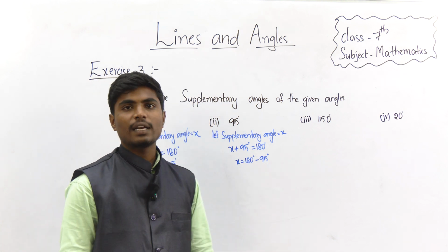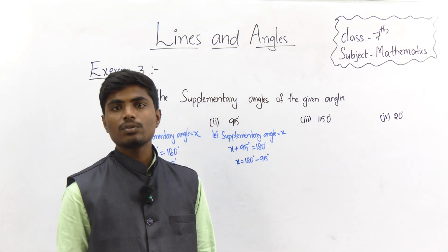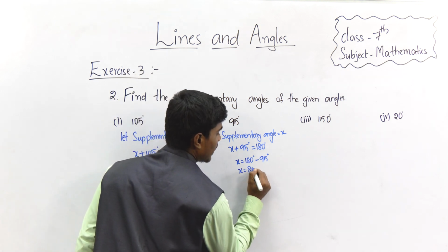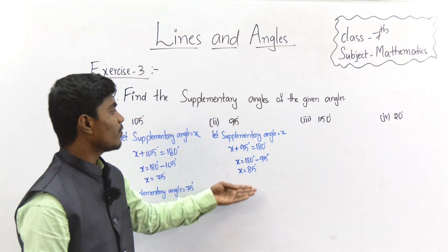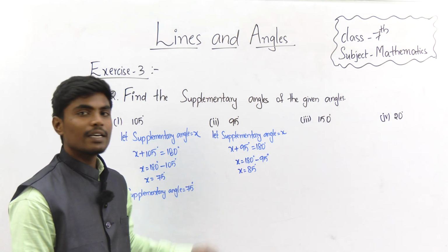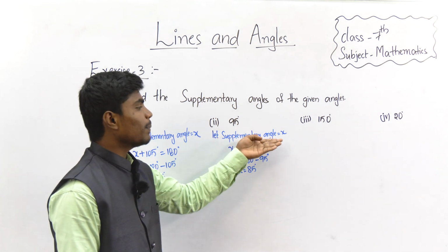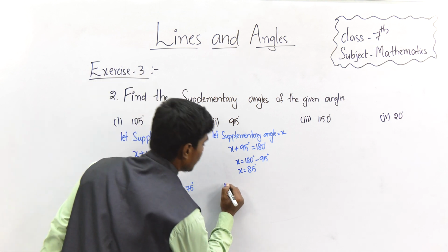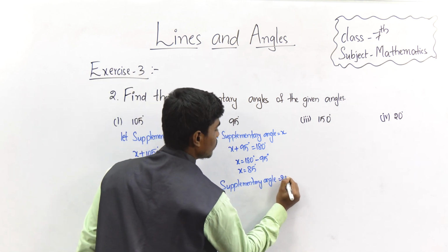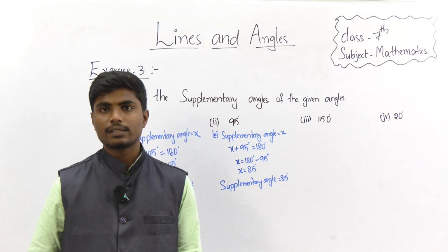180 minus 95 is equal to 85 degrees. So x is equal to 85 degrees. The value of x is 85 degrees. What is x here? X is the supplementary angle. So the supplementary angle is equal to 85 degrees.